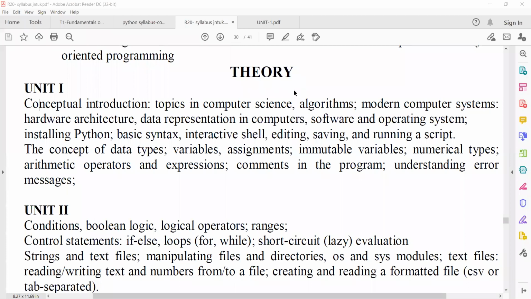First of all, we will go for the conceptual introduction. What are the topics available in computer science? Basic things we already studied in the C programming language, where the first unit was the basic computer introduction. The same thing we are going to learn here. Now I'm sharing a PPT.